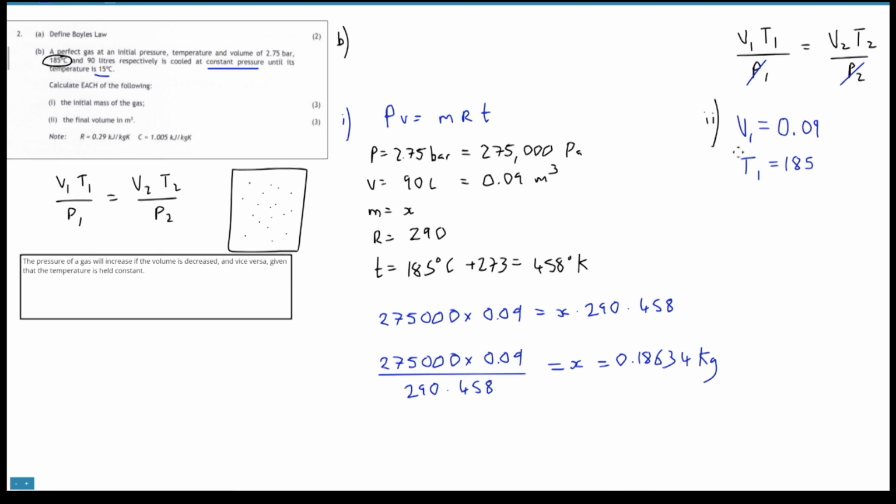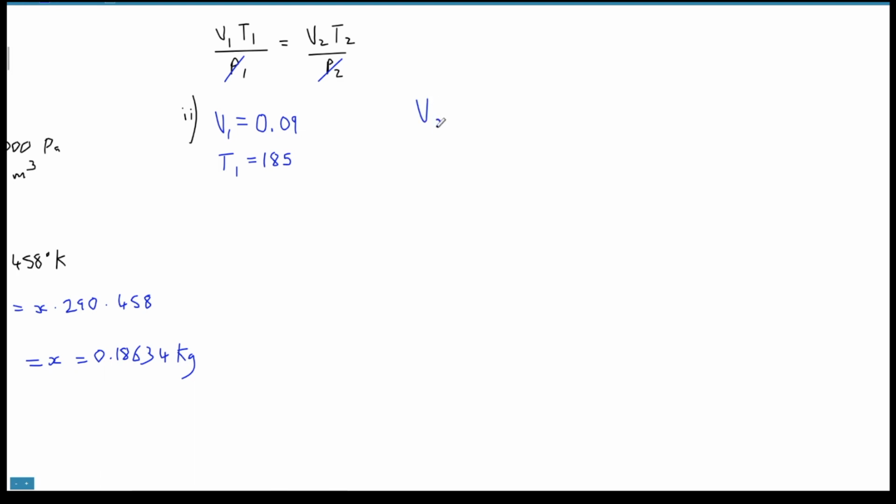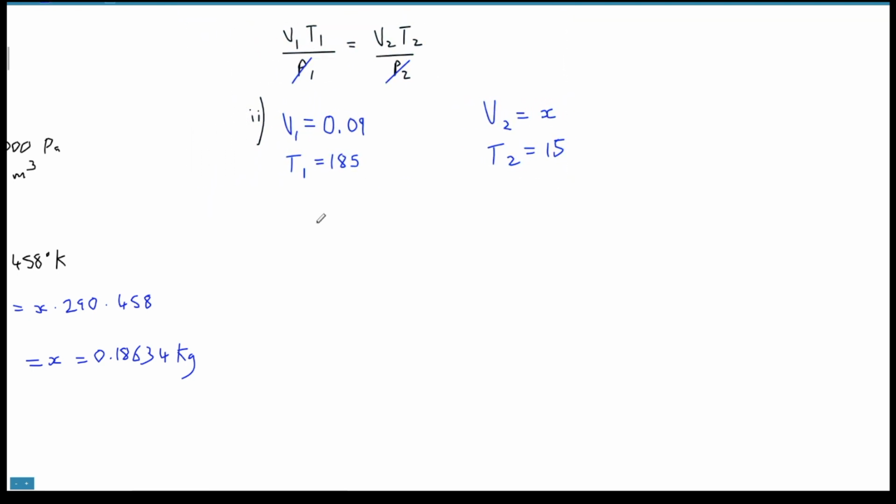So I'm going to scoot this across so I can see a bit better. We can get to work on it like this. V2 is what I'm trying to calculate, and my T2 was 15. We're ready to go. We just plug it into this one. It's a really quick one. It's going to be 0.09 times the temperature of 185 is equal to X times 15. And of course we can transpose that to get 0.09 times 185 over 15.